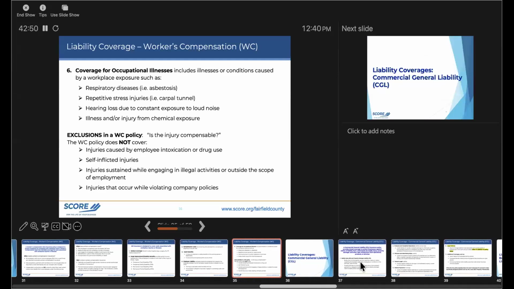Coverage for occupational illnesses: respiratory, repetitive stress injuries, hearing loss, illness and or injury from chemical exposure. Okay? Exclusions in a workers' comp policy. Is the injury compensable? Is it covered by the workers' compensation policy and the laws and benefits in that state? So, injuries caused by employee intoxication or drug use, not covered. Self-inflicted injury, not covered. Injuries from illegal activities, no. Injuries that occur while violating company policies, no.